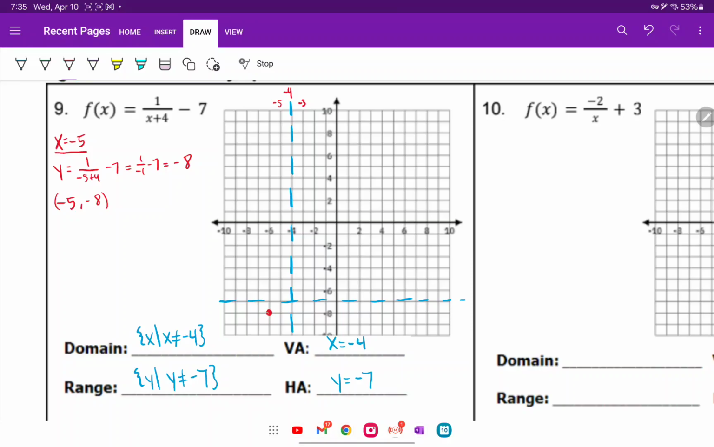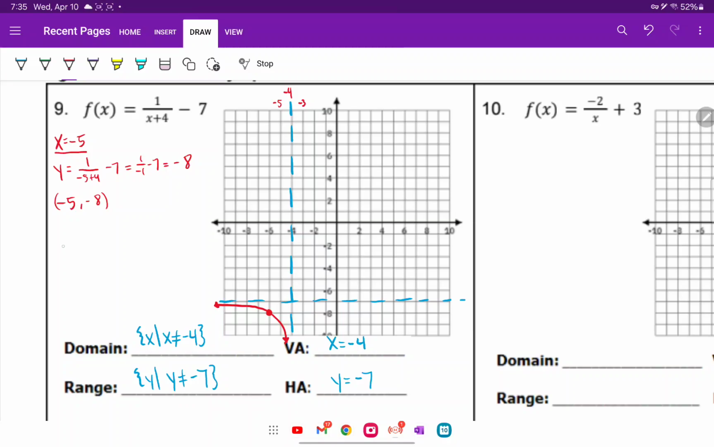And now I can see that it's in quadrant 3. So I'm just going to make my graph where the branches get close to the asymptotes without crossing or touching. There's my first branch. Now I know my other branch is going to be in quadrant 1, but I'm going to verify where the point is just so I can make my graph nice.